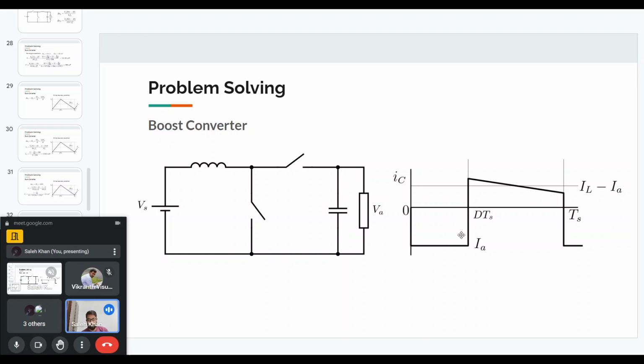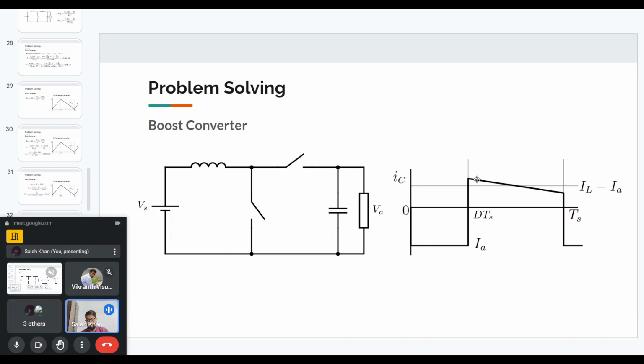So from 0 to this portion is IA, and the capacitor current is minus IA. In the next interval from DTS to TS, the control switch will be off, so the diode or the other switch will be on. So now the inductor current will come through here. The capacitor current we can find out will be the inductor current minus the load current.